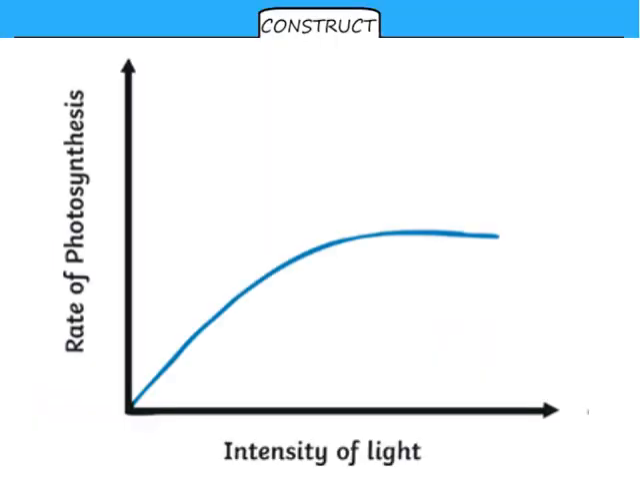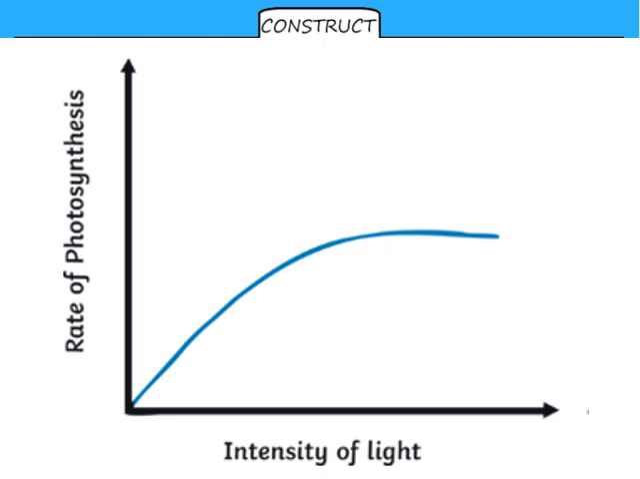So this is our rate of photosynthesis, looking at the factor and impact of light intensity. Along the bottom, the x-axis, we've got ever increasing amounts of light intensity. And on our y-axis, we've got our rate of photosynthesis. This could be looked at in terms of oxygen production. If you could measure it, you could look at glucose production as well. But oxygen production is one of the main common ways we look at the rate of photosynthesis.